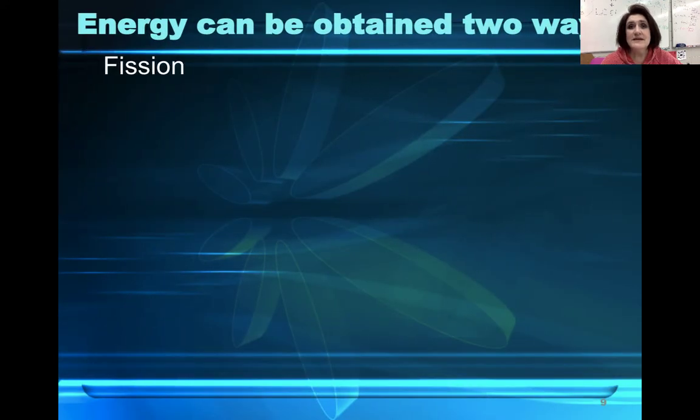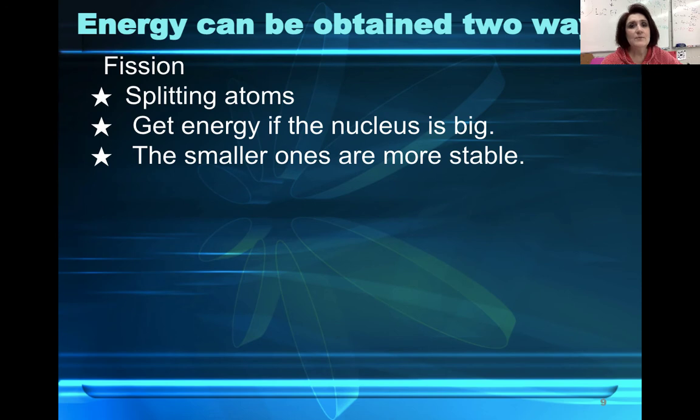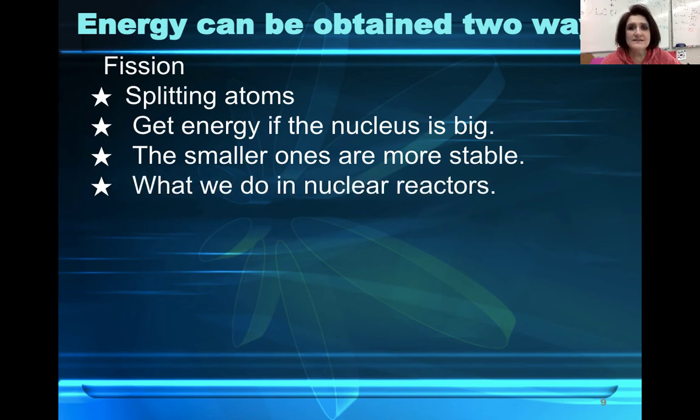Energy can be obtained in two ways. Fission, the splitting of atoms. You get the energy if the nucleus is big and it breaks into smaller ones that are more stable. This is what we do in nuclear reactors.